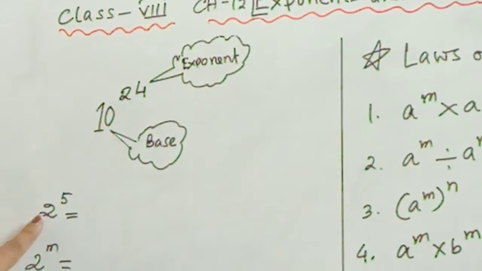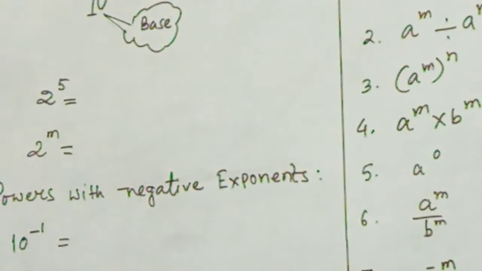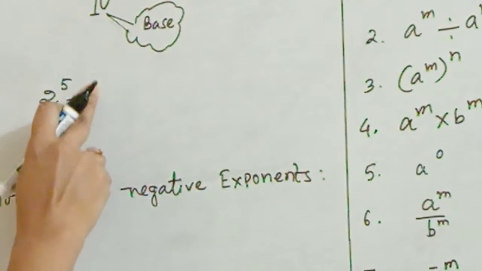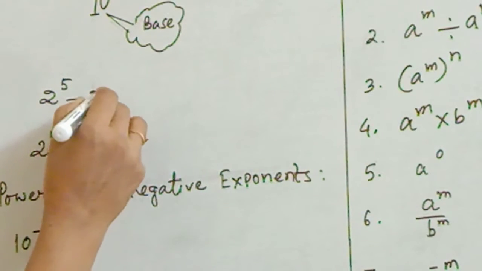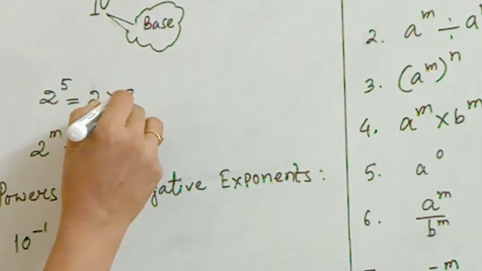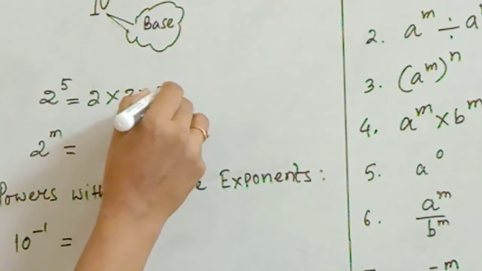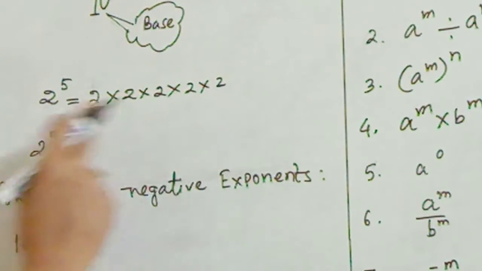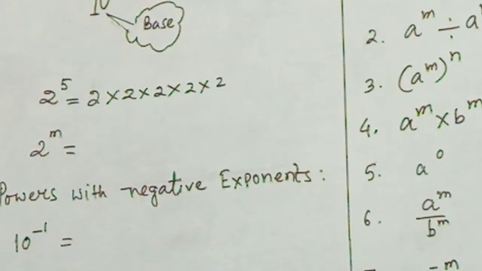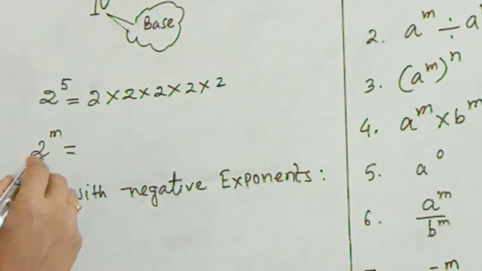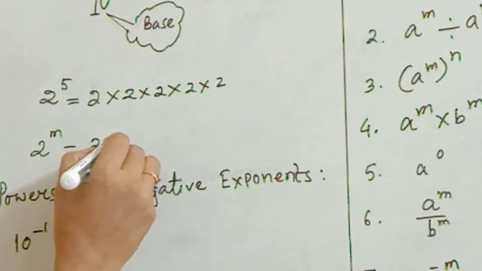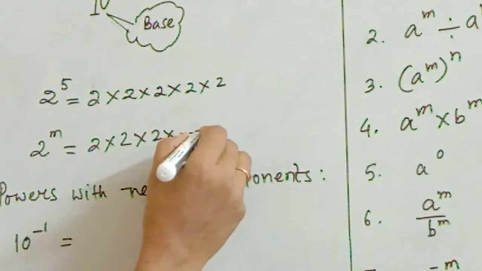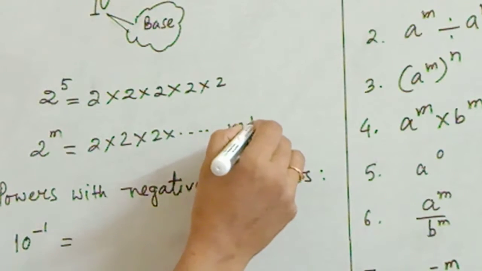Similarly, if we are writing 2 to the power 5, that means 2 is the base and 5 is the power or the exponent, and 2 will be multiplied 5 times. 1, 2, 3, 4, 5. 2 to the power 5 means 2 will be multiplied 5 times. Now 2 to the power m, in the same manner, 2 will be multiplied m times.